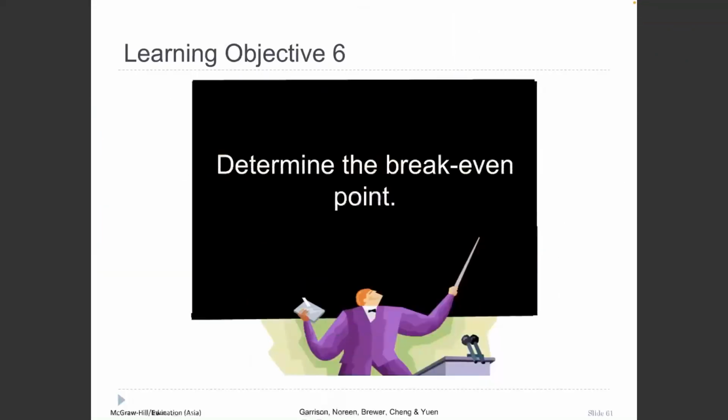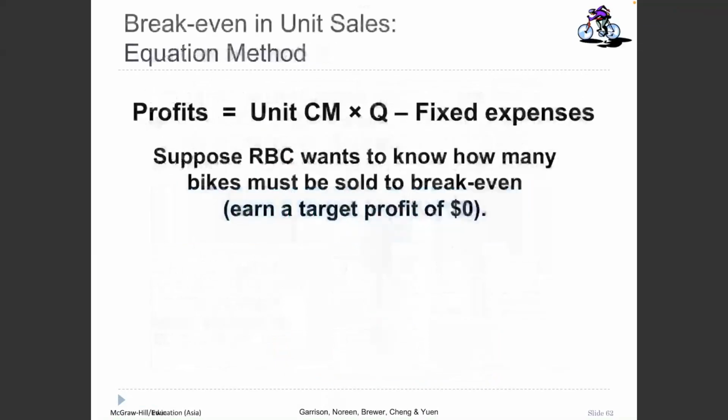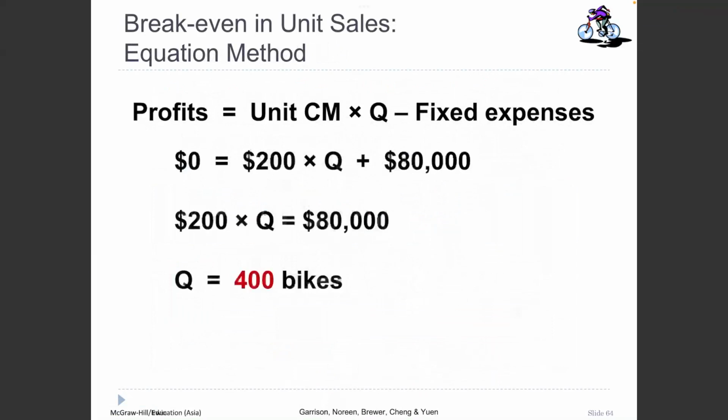All right. So next one is determine the break-even point. This is the one that I mentioned just now. The target profit needs to be 0. So easy, very easy. The profit here will be 0. So you know the unit CM just now is 200, and then you do not know how much the Q is, so you minus 80,000, and then you rearrange everything, then you will get 400 bikes.